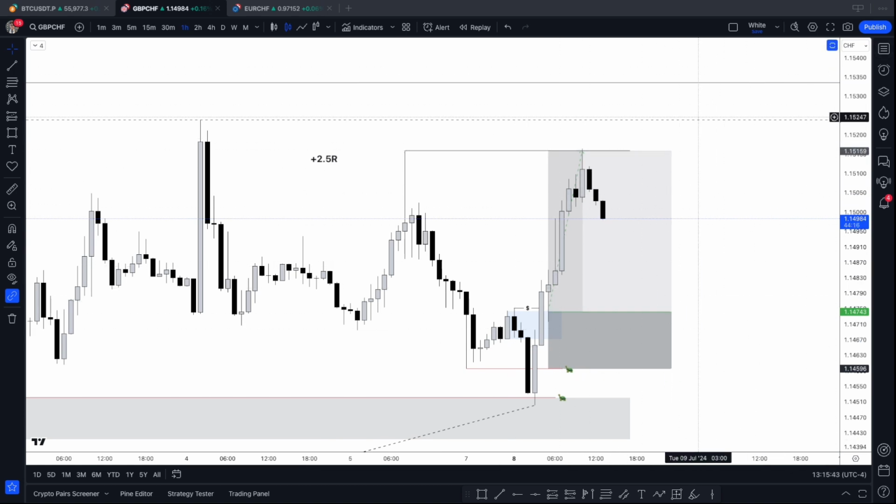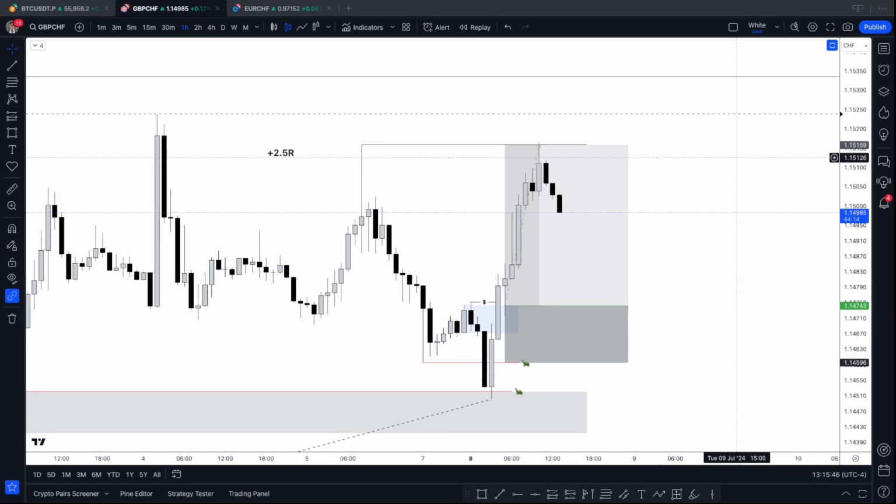I hope you learned something from these two outlooks and the trades.